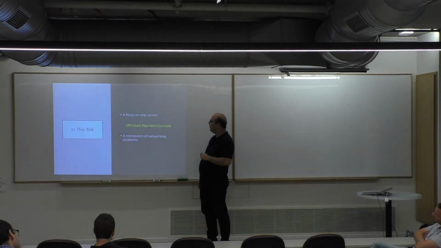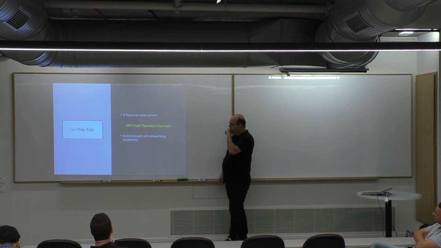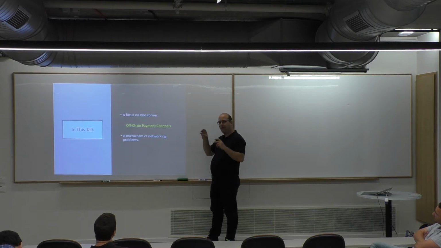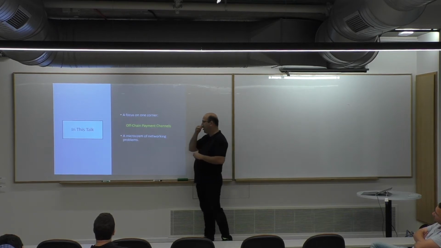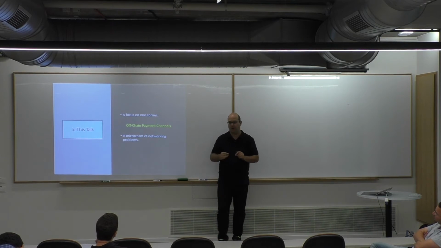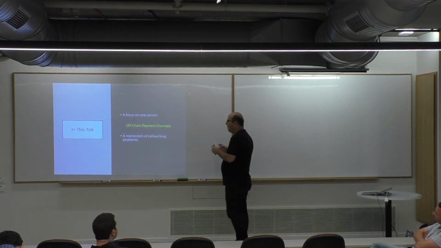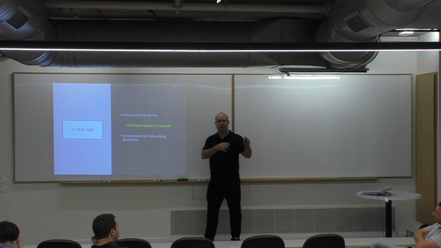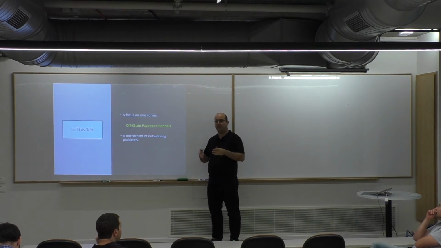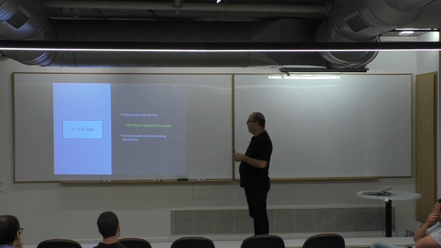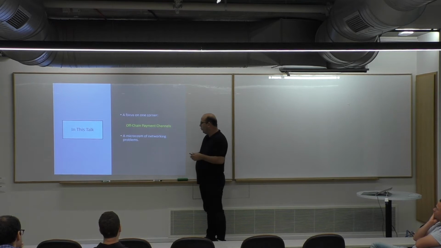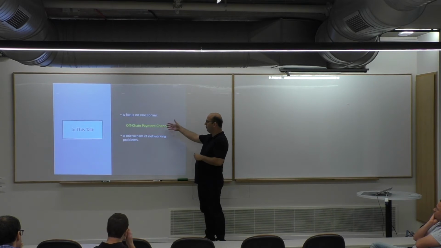But I'm really going to try to focus on one corner of this world, and I'll show you a host of networking problems in there. And this is the off-chain payment channels area. So this is a system in Bitcoin called the Lightning Network. There are variants in other cryptocurrencies. If you've heard of Ethereum, Ethereum has something called Raiden, which is the god of lightning. And all of these are really an instantiation of this one idea of off-chain payment channels, which I'll explain in the talk.